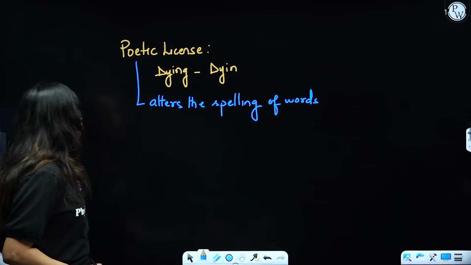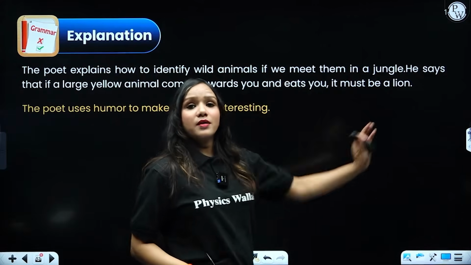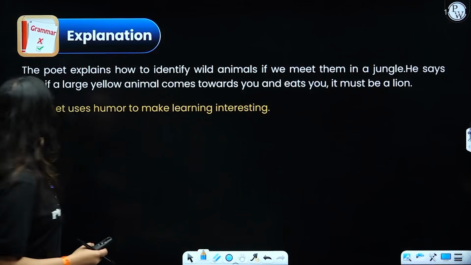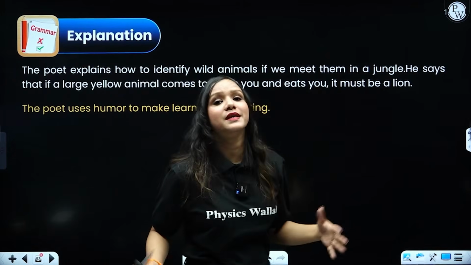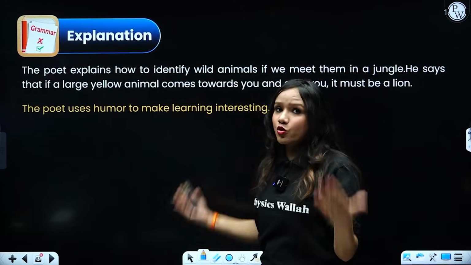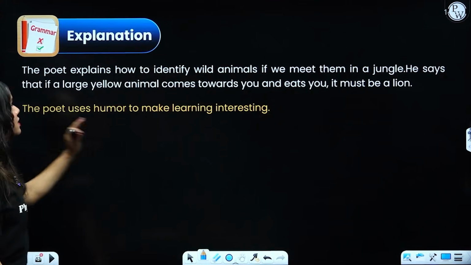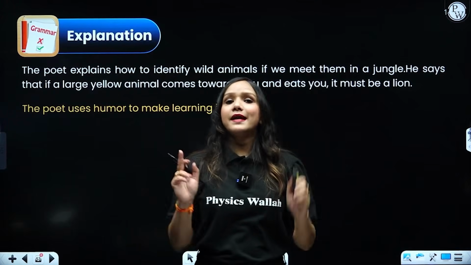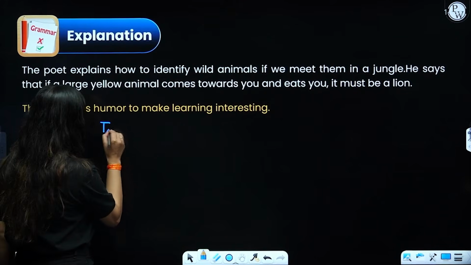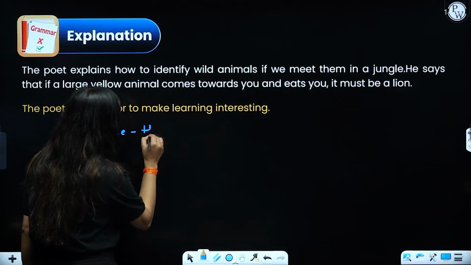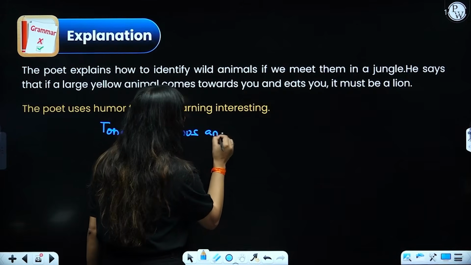Now, the poet explains how to identify wild animals if we meet them in the jungle, especially in the eastern parts. He says that if a large yellow animal comes towards you and eats you, if he roars at you, just remember that it must be an Asian lion, right? So if he starts roaring at you, remember it's none other than the Asian lion, right? The poet uses humor to make learning very, very interesting. And let me tell you one more important thing, that the tone of the poem is humorous and very light-hearted.